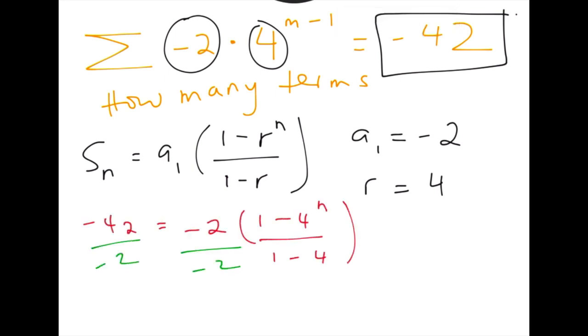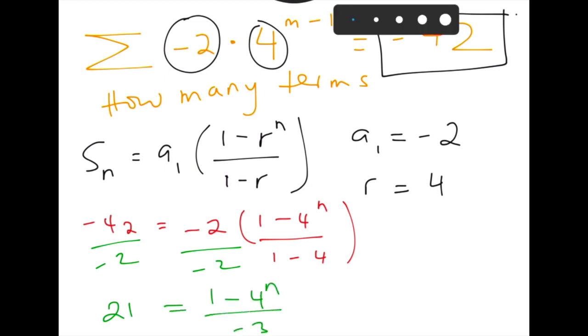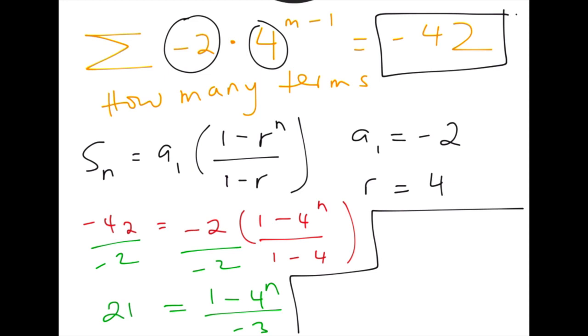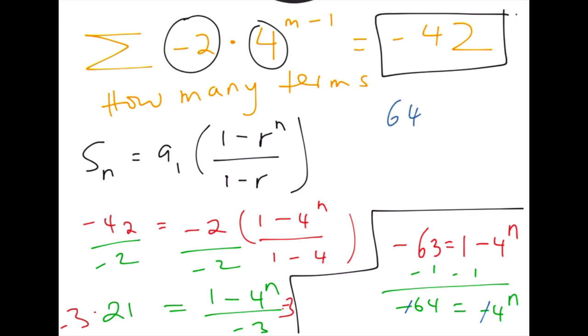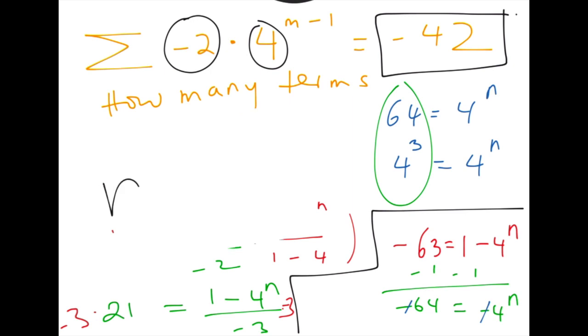I will get 21 is equal to, then I multiply by -3 on both sides, times -3 times -3. Subtract 1 from both sides. The negatives are on the outside, I can cancel them. So now I have 64 is equal to 4 to the n power. So my final answer is n is equal to 3 right here.